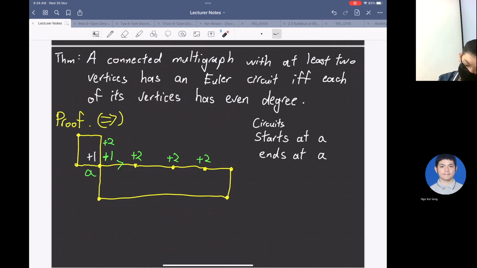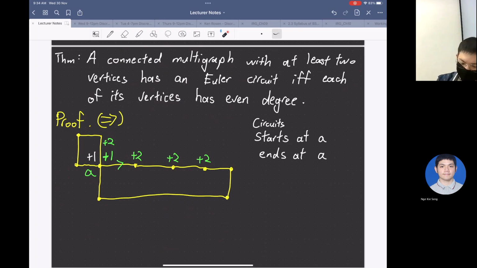So in short, every vertex gets a +2 contribution from the path. So everything is even. Make sense? Following? Okay. So yeah.